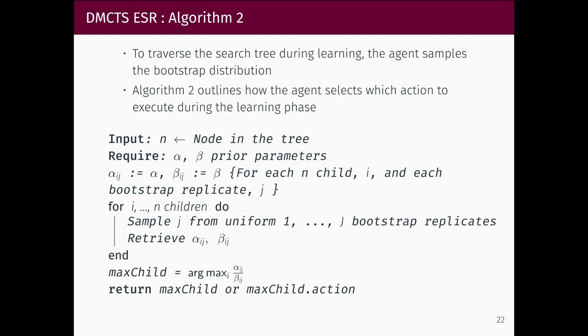And basically, we sample uniformly, randomly from the Bootstrap distribution, or from the Bootstrap replicates, and we retrieve the parameters of what we get back. So that'll be alpha ij and beta ij. And then, they're both scalars, so we'll just compute the observation, which is alpha ij divided by beta ij, and then just take the node which returns the maximum of those, and we'll traverse to the node that returns the maximum.